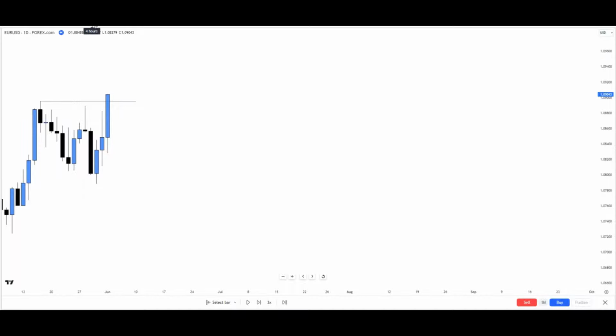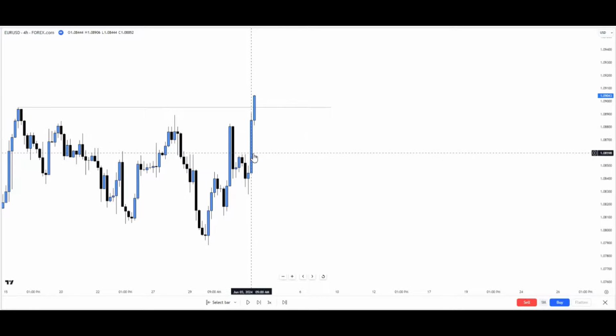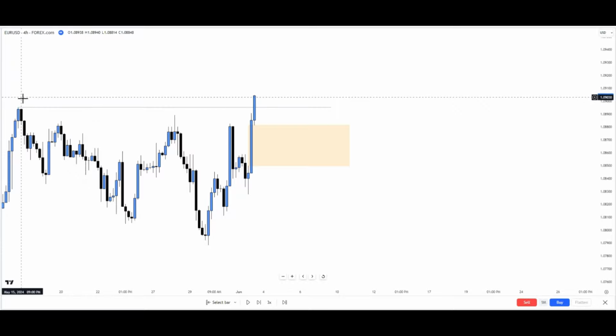So we drop down to a lower time frame like the 4 hours. And right here on the 4 hours, we can see that price created a fair value gap while taking out this particular structure high. So we want to mark out that fair value gap right there, because that will determine if this move above this structure high is a market structure shift or a liquidity grab.